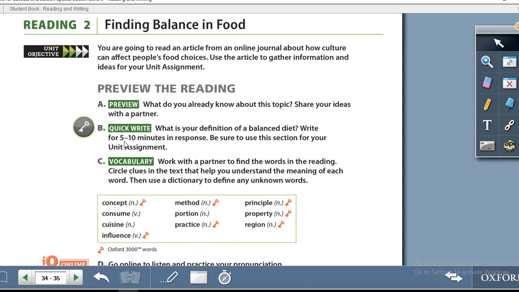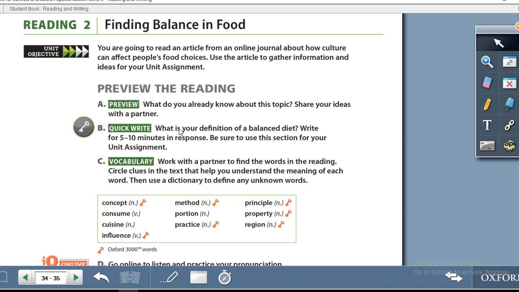So immediately it tells you you should write for about 5 to 10 minutes in response, right? So the question is, what is your definition of a balanced diet? Now, what do you feel is a balanced diet, right? Is it maybe following some sort of vegan diet, some sort of ketogenic diet, right? So you can write what is your definition of a balanced diet. You should write for about 5 to 10 minutes.